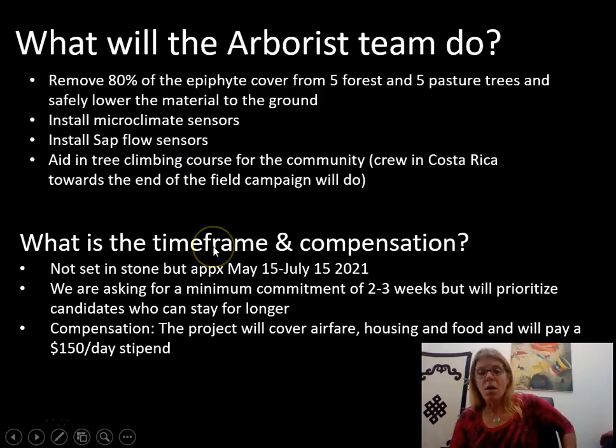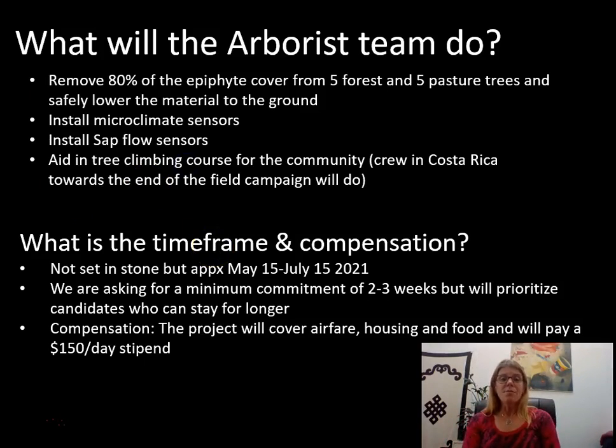So what is it that we are offering? The time frame is not set in stone yet, but I'm looking at approximately a 2-month window for this work between May 15th and July 15th. It could move a little earlier or a little later depending on the schedule of folks involved, but that's the idea. And we're asking for a minimum commitment of 2 to 3 weeks. But if we have candidates that can stay a lot longer, we will certainly prioritize them.